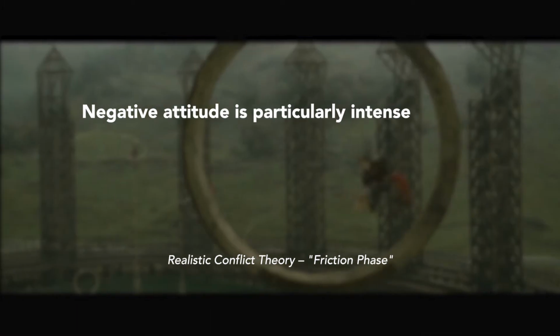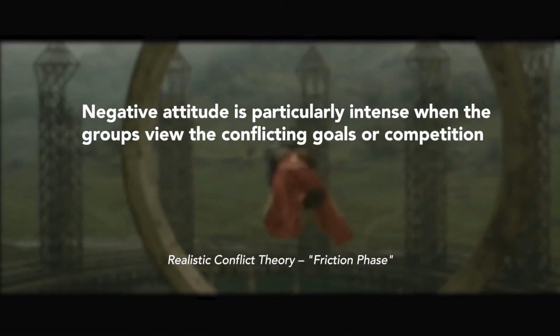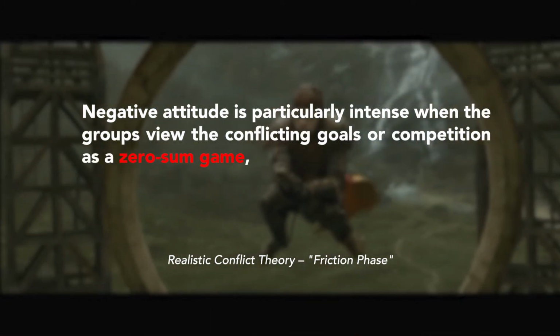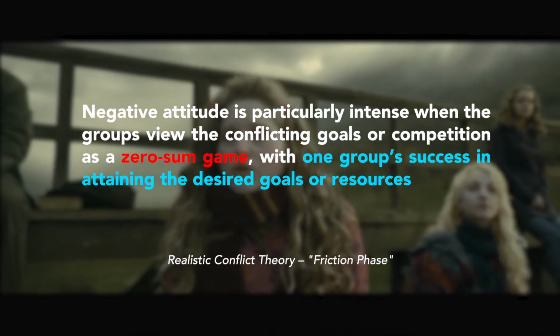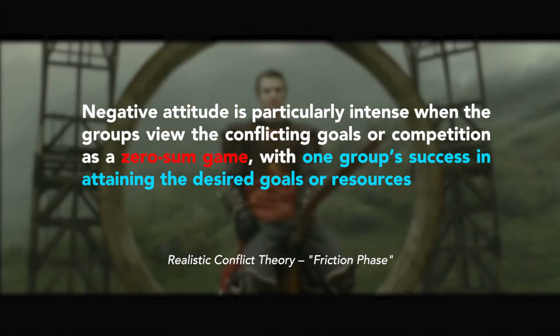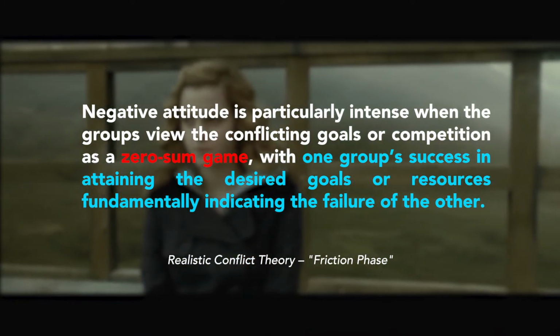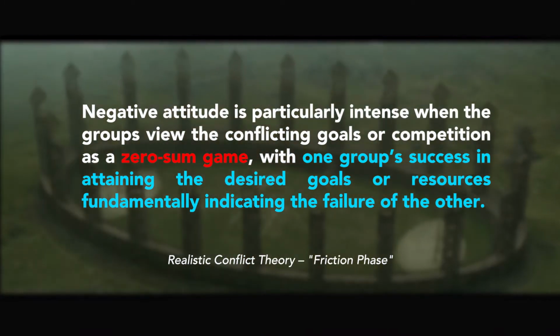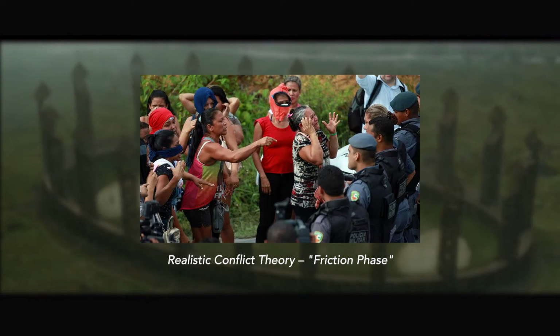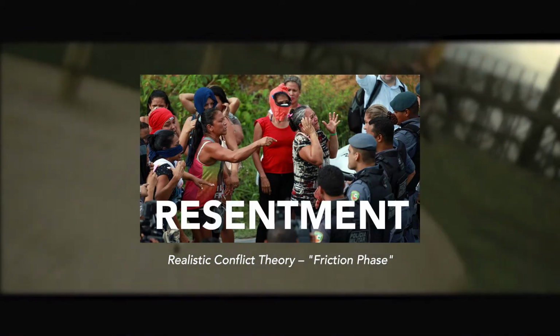Negative attitude is particularly intense when a group views the conflicting goals or competition as a zero-sum game, with one's group success in attaining the desired goals or resources fundamentally indicating the failure of the other. This triggers the 2 groups to develop resentment towards their outgroup.